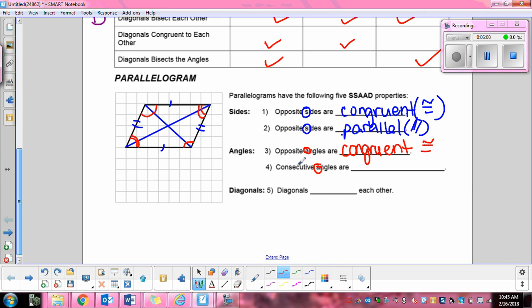That symbol is a congruent symbol, equal. The measures are equal. And also the consecutive angles, the ones right next to each other, are supplementary. So right in there, supplementary, which means they add up to equal 180.